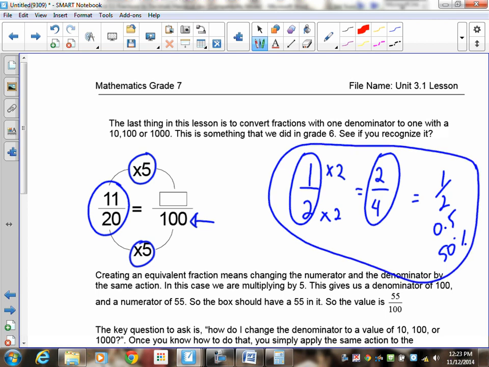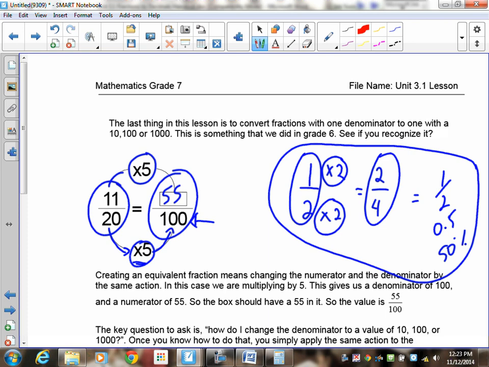But the only way they stay the same is because I multiplied the top and the bottom by the same number. So your goal is to try to find a number which will multiply the 20 and get to 100. So you have to do some work. If you're not sure, you can take 100 and divide it by 20, and it'll get you the number 5. So if I multiply 20 by 5 to get 100, then 11 times 5 gives me 55. So there's your answer, 55 over 100. You don't have to reduce it because the goal was to get it as a number over 100.